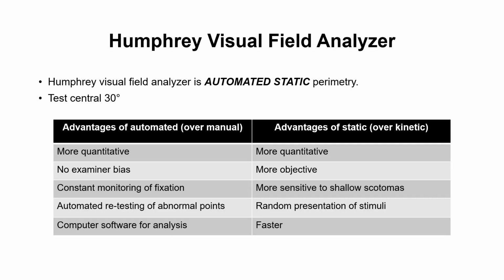As we said, the Humphrey visual field analyzer is automated static perimetry. It is very important to know this information, testing the central 30 degrees. So, what are the advantages of automated over manual compared to the other perimetry we talked about previously? It's more quantitative, there is no examiner bias, and there is constant monitoring of fixation and automated retesting of the abnormal points along with computer software for the analysis.